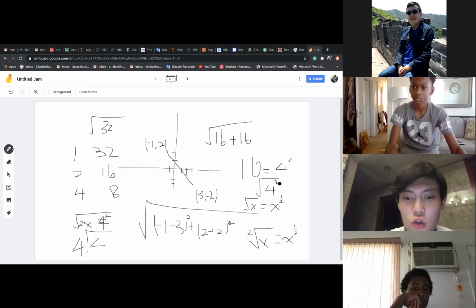Just remember that when you have a square number inside a square root, they just cancel out, right? Yeah. So you take the 4 out, and then it's 2, right? Square root of 4 is 2. So this is the distance for the line.